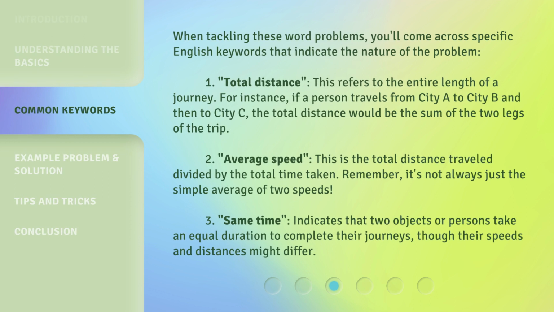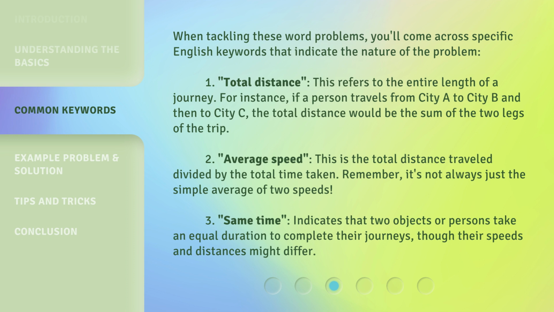When tackling these word problems, you'll come across specific English keywords that indicate the nature of the problem. 1. Total distance. This refers to the entire length of a journey. For instance, if a person travels from city A to city B and then to city C, the total distance would be the sum of the two legs of the trip.